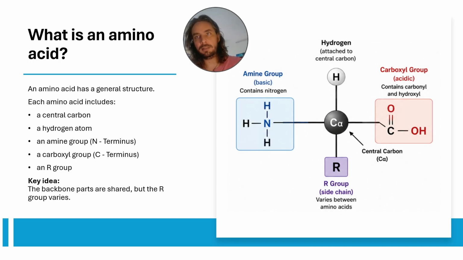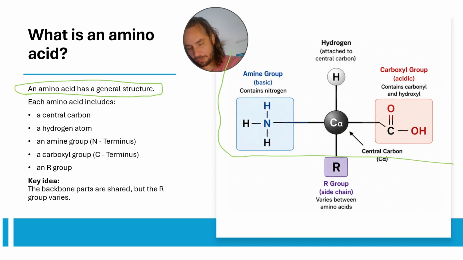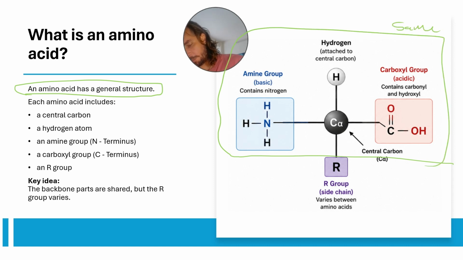If we look at what is an amino acid, we can see that each amino acid has a general structure. This part of the amino acid is the same for all amino acids. It has a central carbon. It has a hydrogen that's attached to the central carbon. And then it also has an amine group, which is known as the N-terminus.